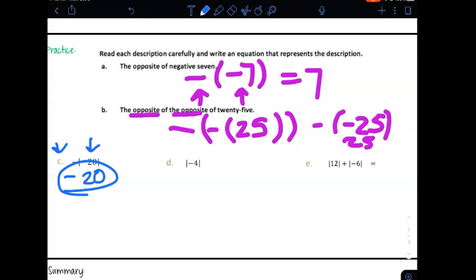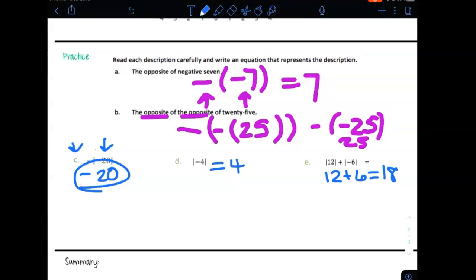Okay, this one seems a lot easier after doing that first one. Absolute value of negative 4, just change it to positive. Positive 4, it's 4 steps away from 0. Also, letter E, the absolute value of 12, which is 12, plus the absolute value of negative 6, which is positive 6, is just going to equal 18.